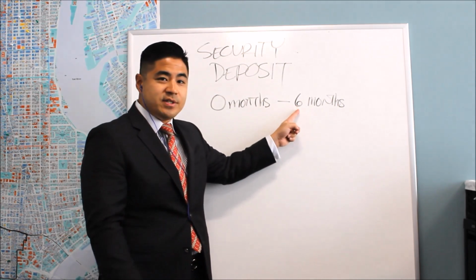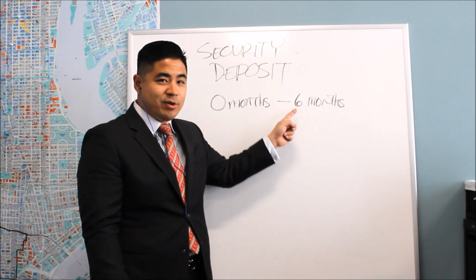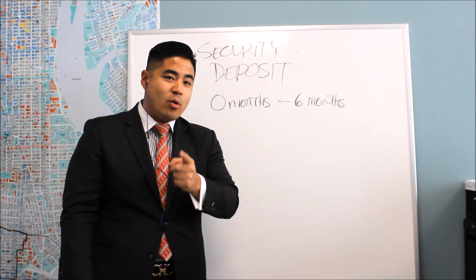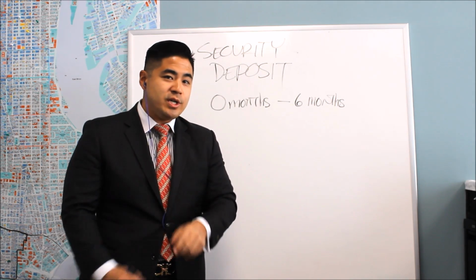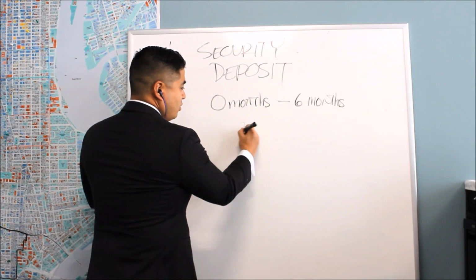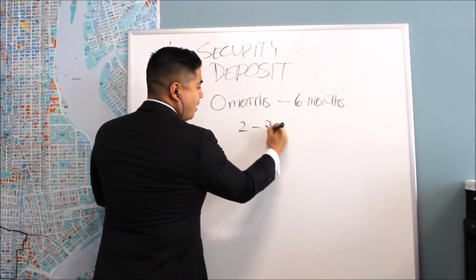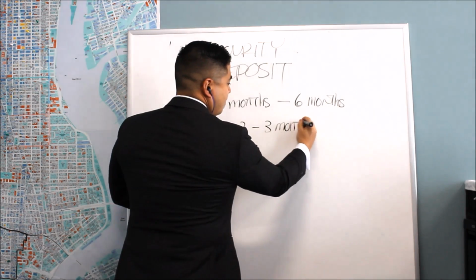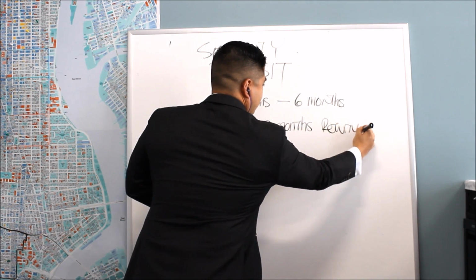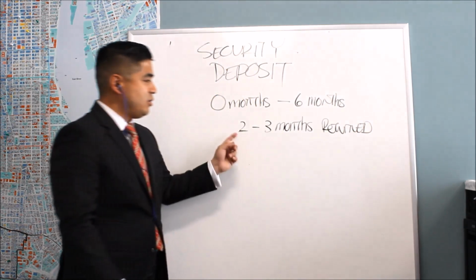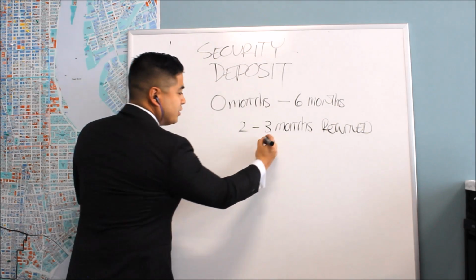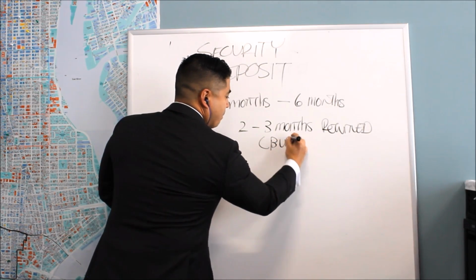For example, if you have 6 months, you can tell the landlord, if I pay you on time every single month for a year or 2 years, I want you to give me back 2 or 3 months. 2 to 3 months returned for good behavior. That's called a burn down.